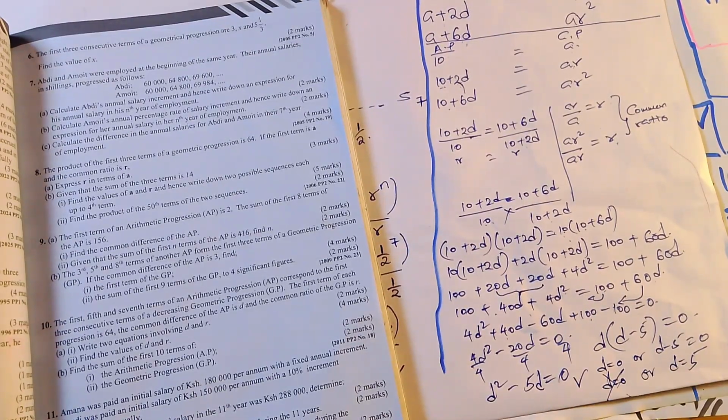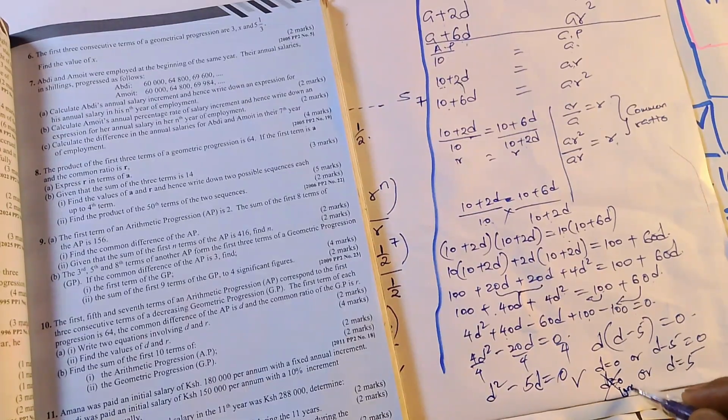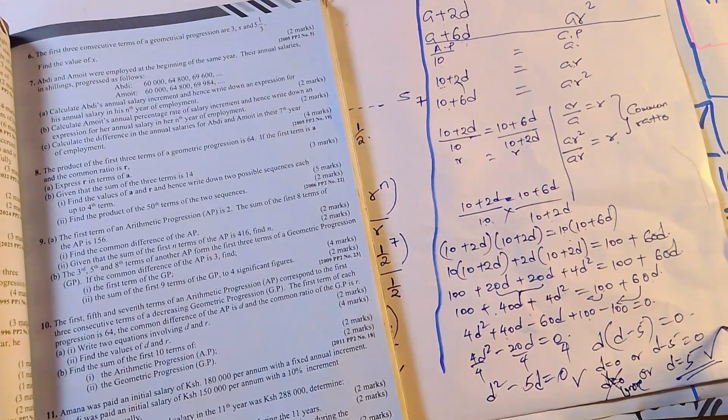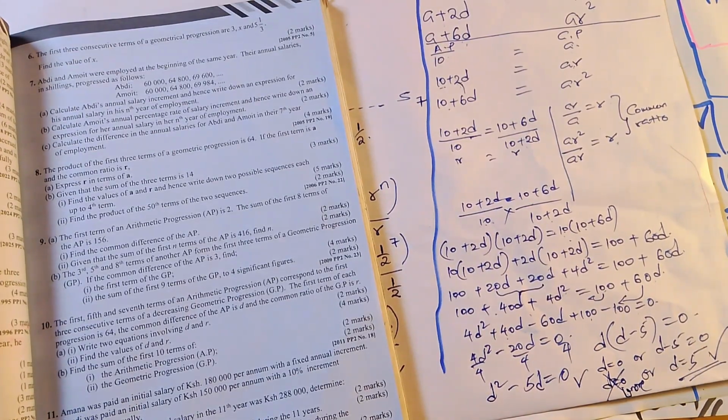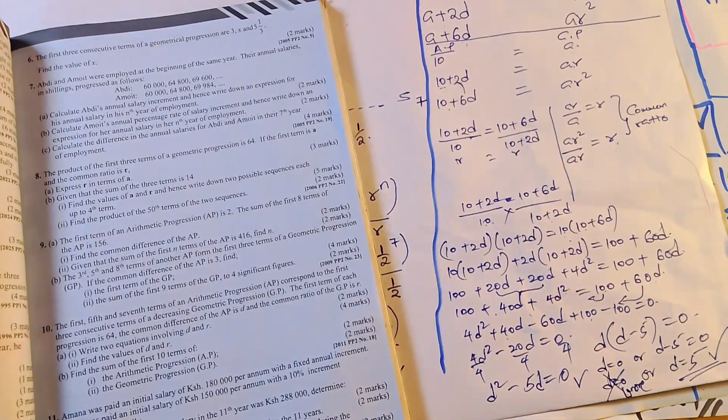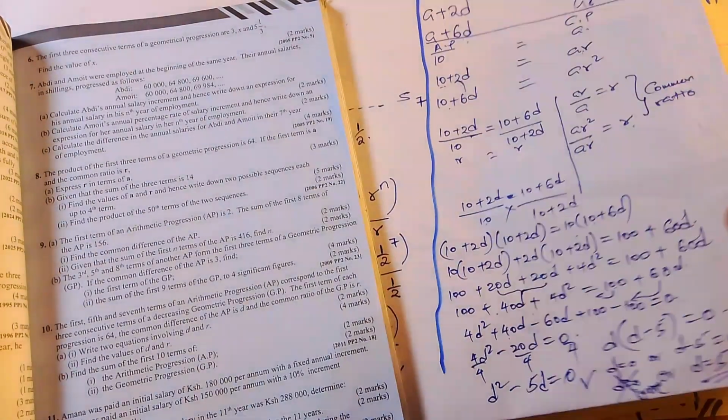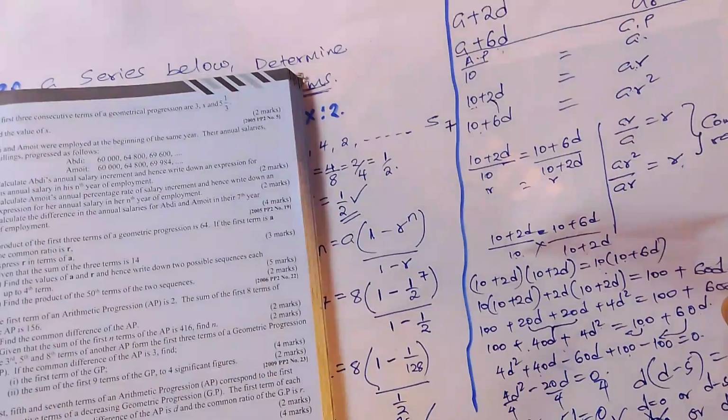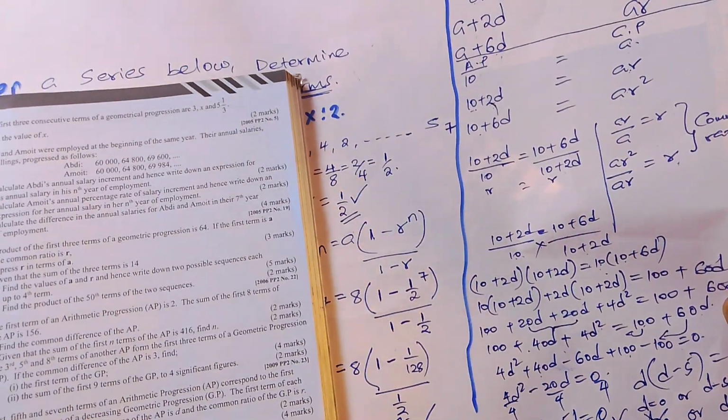In this case we will ignore 0, because we cannot have a common difference that is 0. So our D will be equal to 5. So that is how we do that question. Let us proceed and do another example.